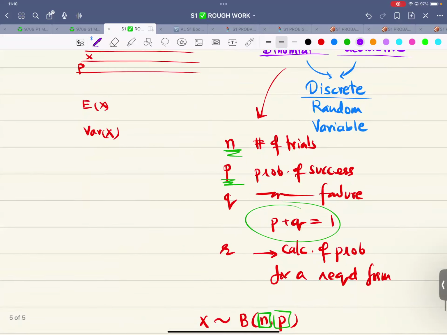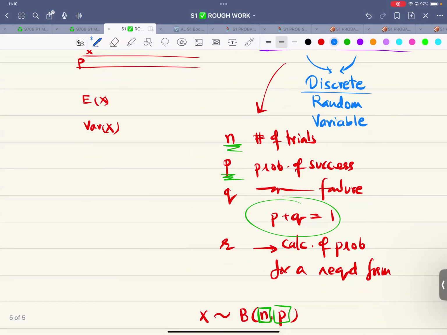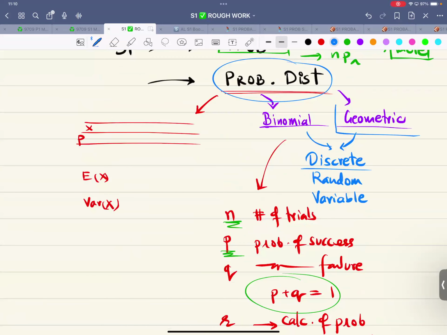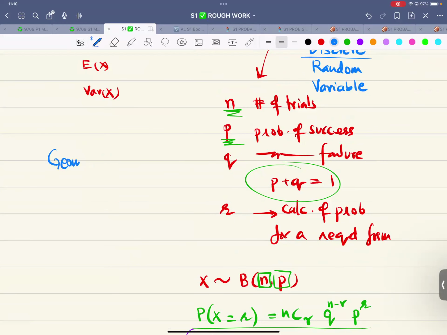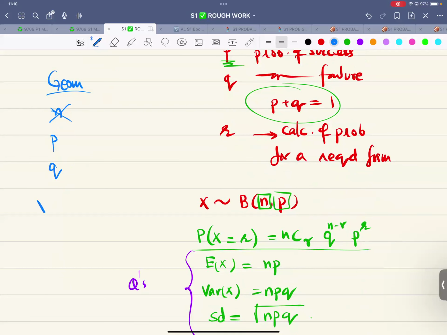And now let's talk about geometric. If we talk about geometric probability distribution, there is no N. That is the first thing. Yes, there is P, there is Q. And let me write the formula first, or even the distribution first. X follows the geometric distribution with P. And probability X equals R, that is P comes at the end. It has a power of 1. And Q has a power of R minus 1.